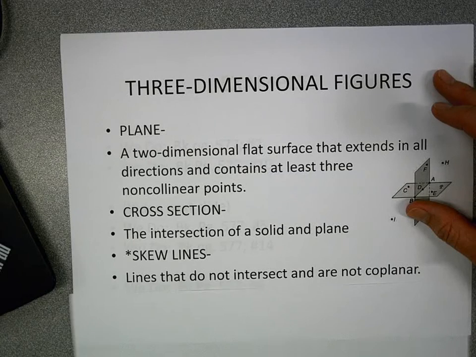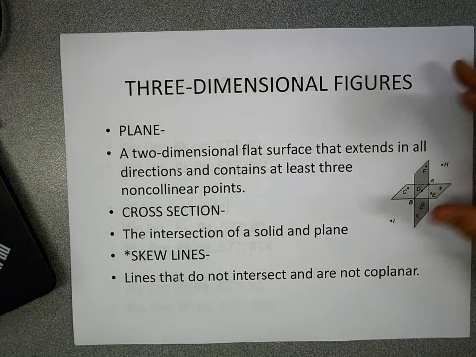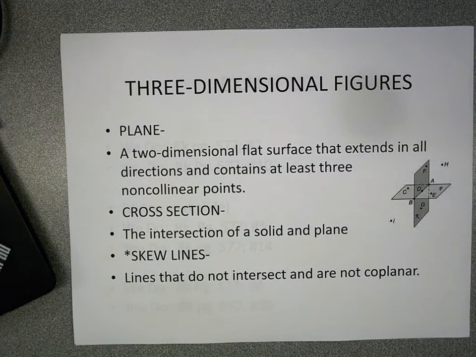Okay, and then the next one is skew lines. Everyone? Skew lines. Okay, this isn't in there either, but you'll see it in your book. These are lines that don't intersect and are not coplanar. Lines that do not intersect and are not coplanar. And we'll take a look at some shapes here in a second that goes with that.